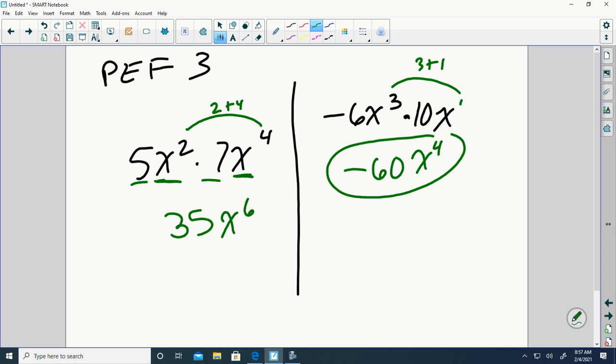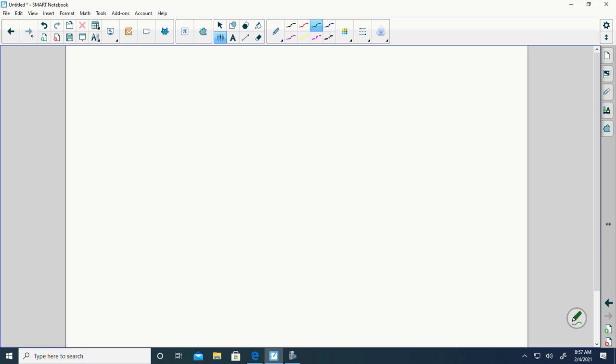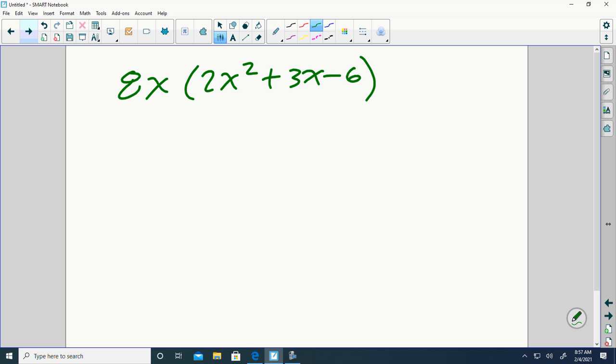The next page is two different problems as well. The first problem I'm going to do is this: 8x times the quantity 2x squared plus 3x minus 6. Okay, this is distribute, yes? Now, the first thing I want to make sure we recognize, if we have x, that's x to the first, and that's x to the first. Is that okay for me to put that? All right, we're going to distribute.